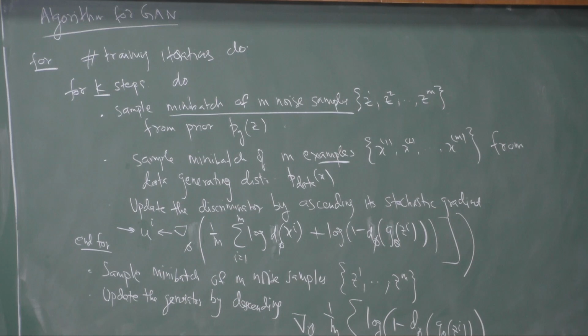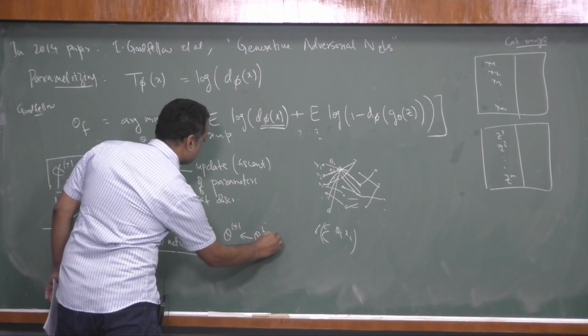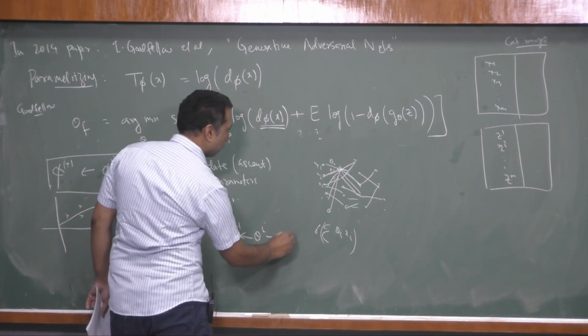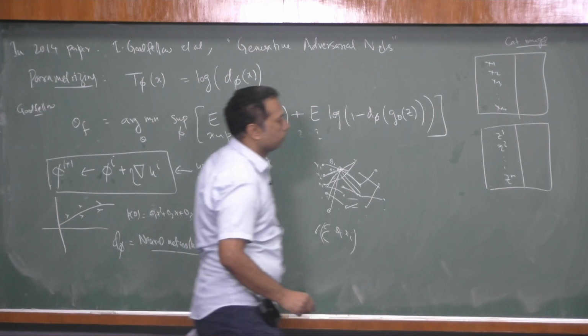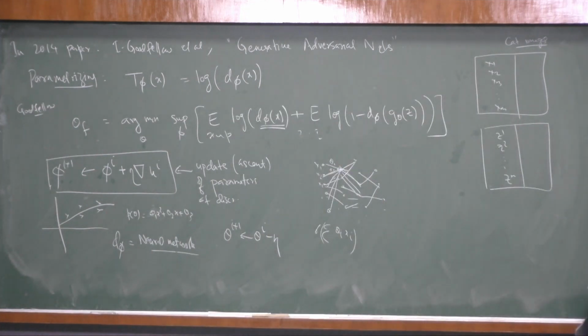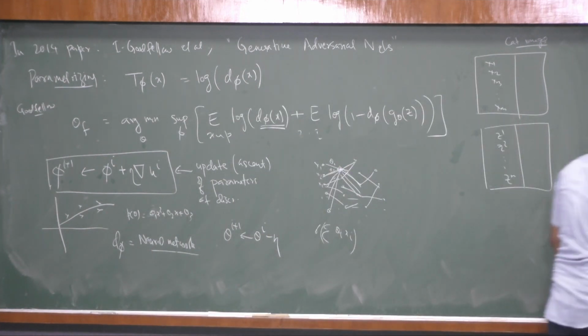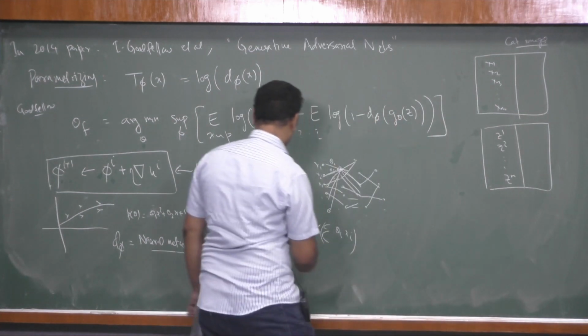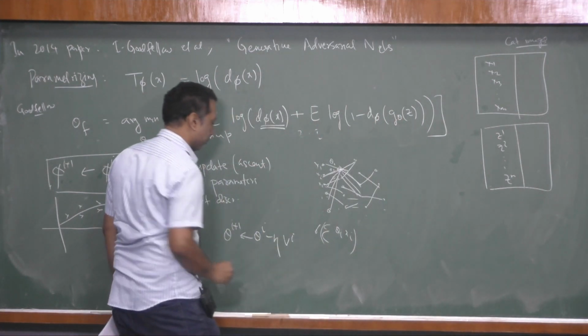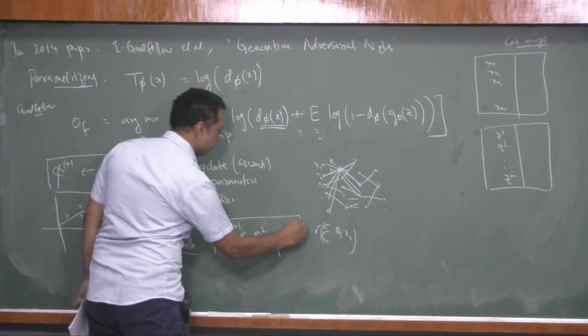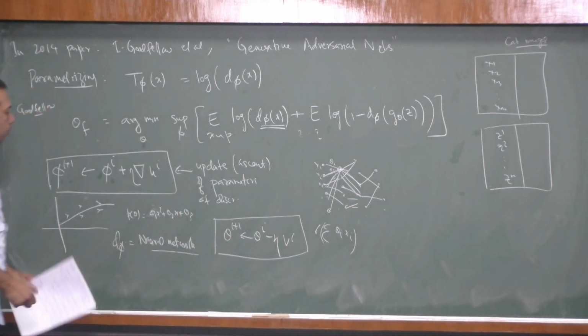So you descend by taking the gradient again. For theta, theta i plus 1 will be updated as theta i minus eta times the gradient. Let us say this is u i, and this is v i for the generator gradient. So this is the generator parameter update.